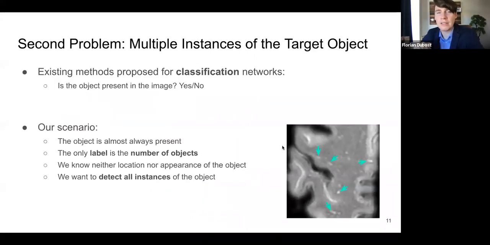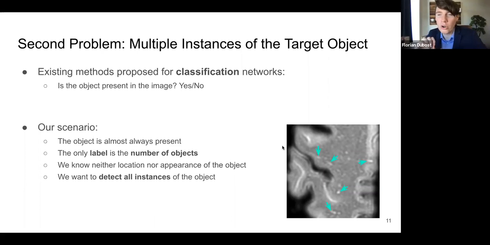The second problem is that, I told you, is there a mushroom in the image? Yes, no. Is there a dog in the image? Yes, no. Is there a corn in the image? Yes, no. That's what people typically do in computer vision, they have a classification network. That's one of the most popular tasks. And most of these methods of visualizing attention were developed for classification networks. But our scenario is a bit different.